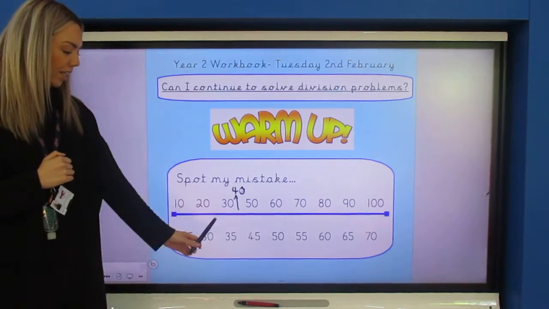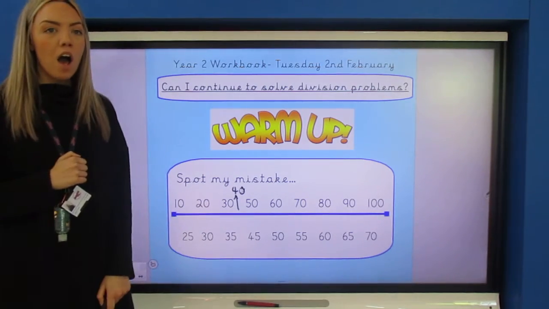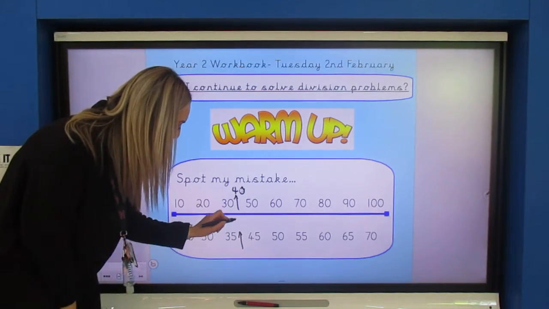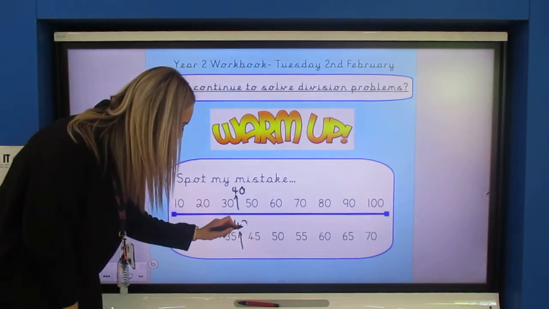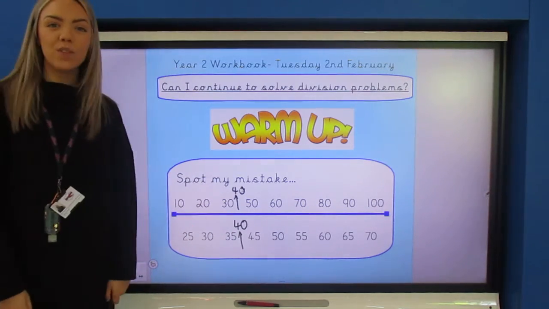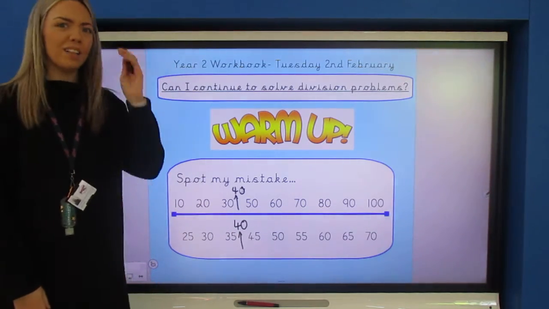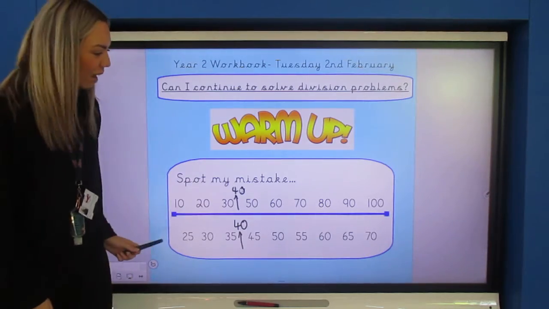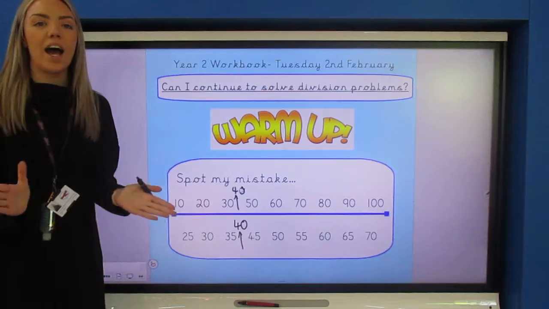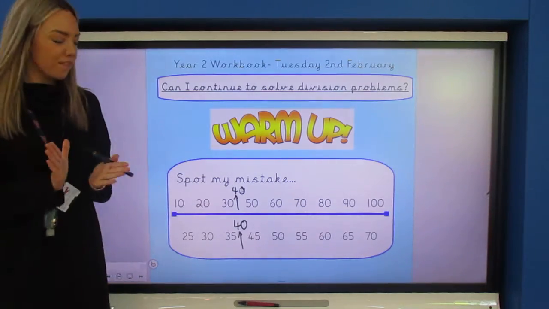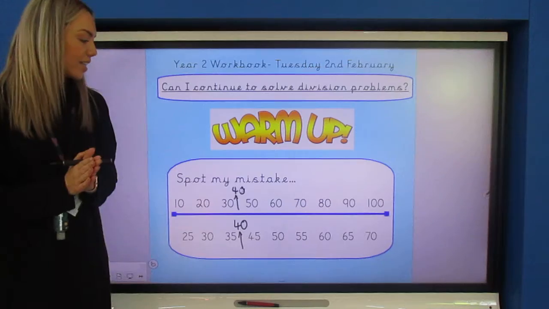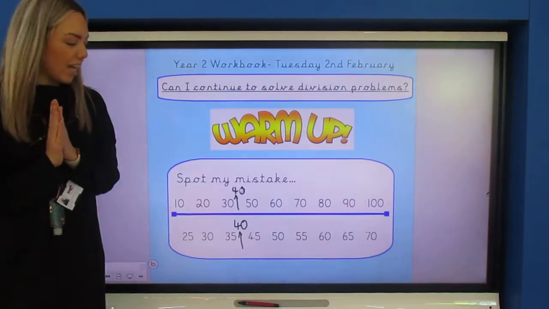25, 30, 35. Correct. It is 40. And have you noticed a pattern with my mistakes today? What's the pattern? You're right. I forgot the number 40 both times. I don't think my brain must like the number 40 today. So let's do our sequence all together then. Now we've spotted my mistake. 25, 30, 35, 40, 45, 50, 55, 60, 65, 70.